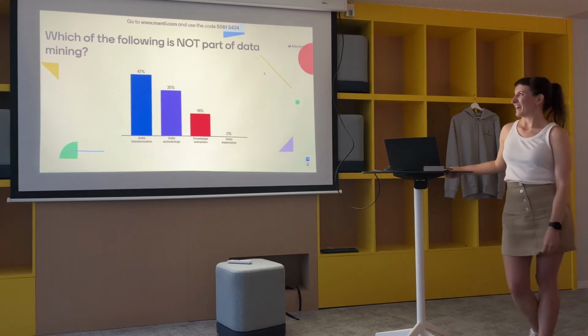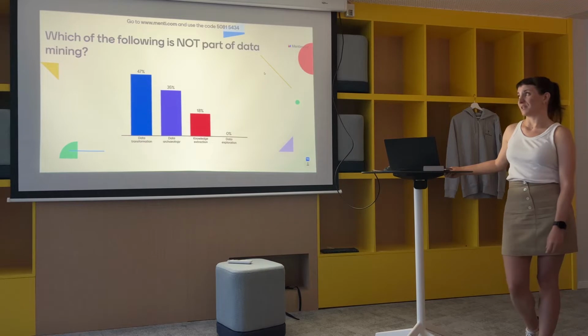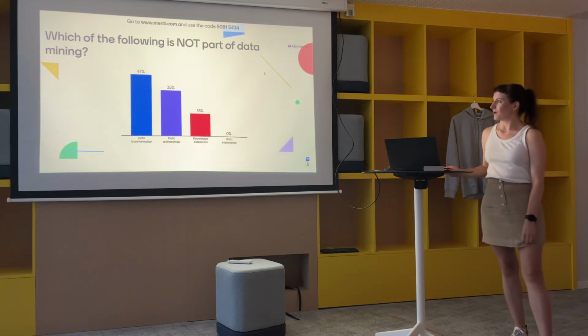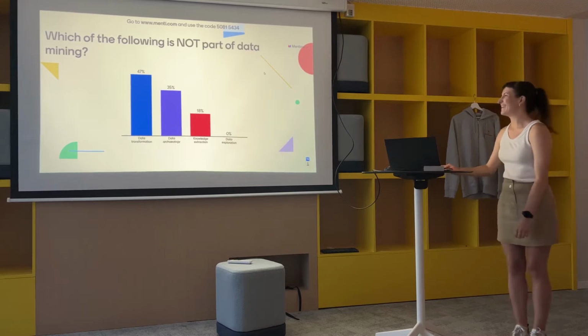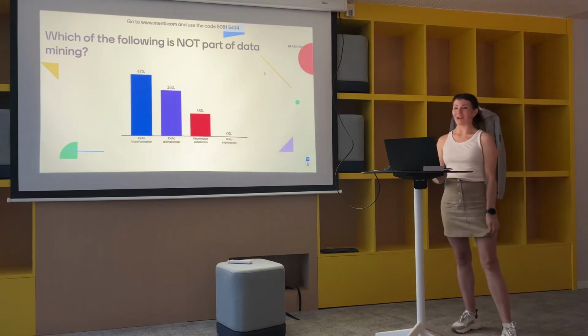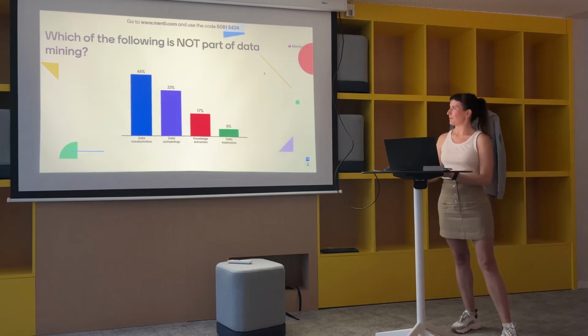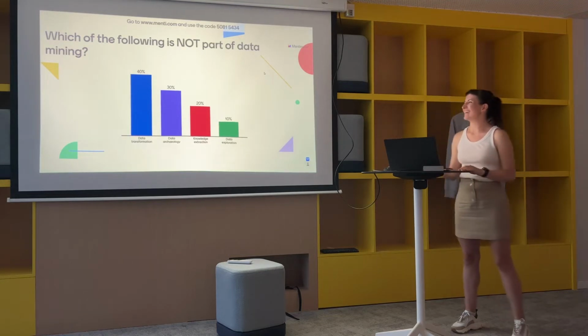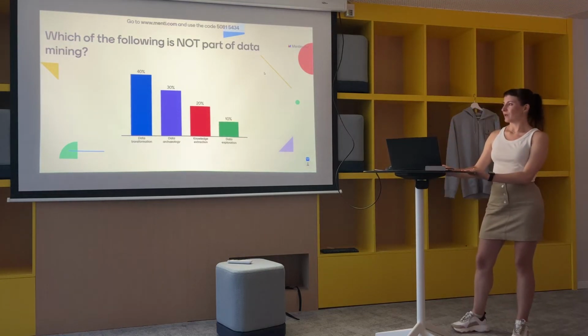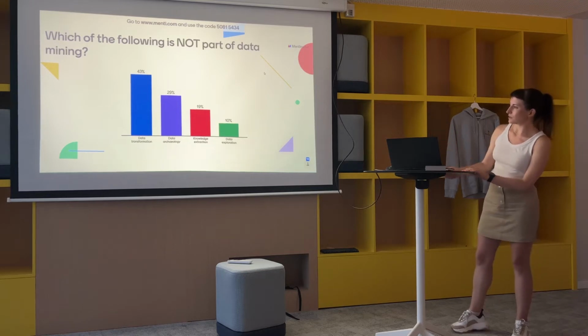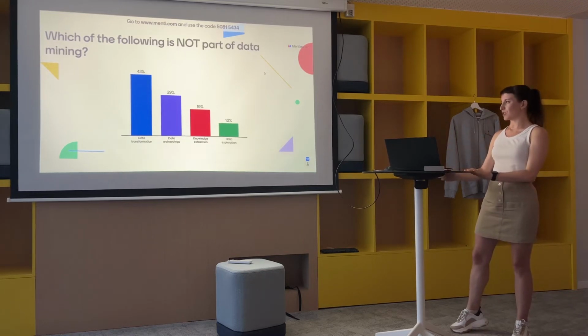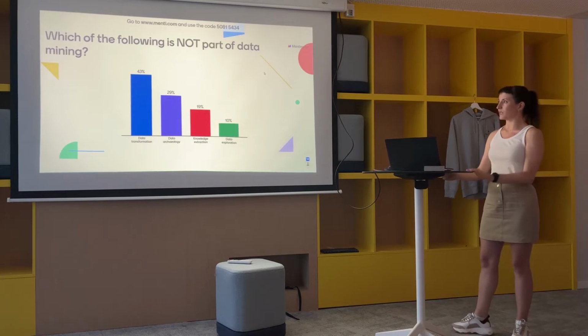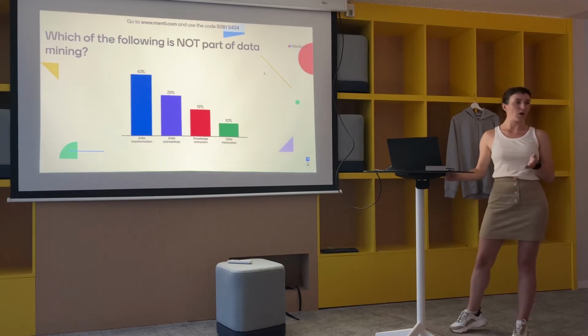Okay. Which of the following is not part of data mining? And as I see, most of you are not right, unfortunately. Because data archaeology is not a part of data mining. So maybe we can wait a second. Yeah, all three answers on the left, so data transformation, knowledge extraction, data exploration are parts of data mining, and data archaeology is like a fun point.